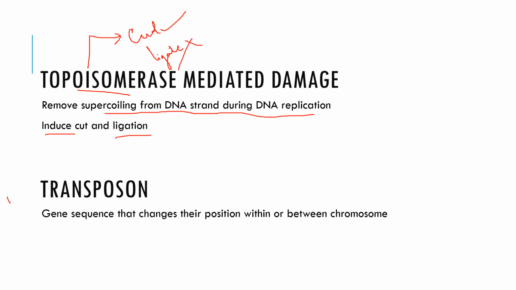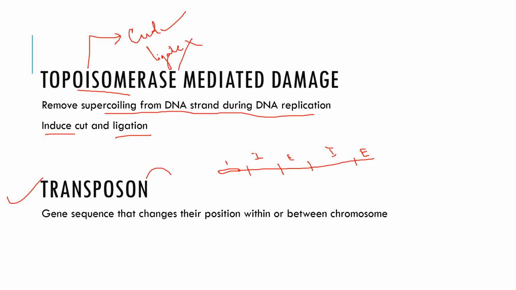Next is transposon mediated damage. As you know, transposons are jumping genes, and they can move from one place to another. For example, transposons are sequences of DNA, and here intronic regions and exonic regions are present.